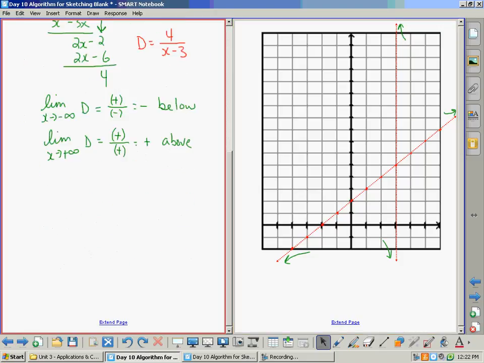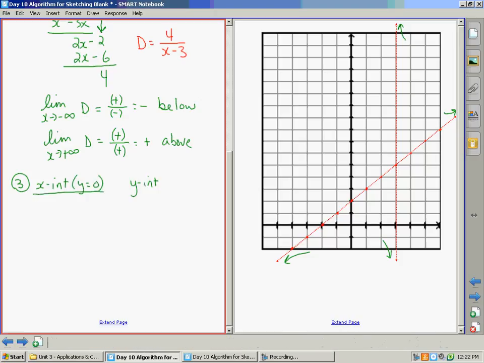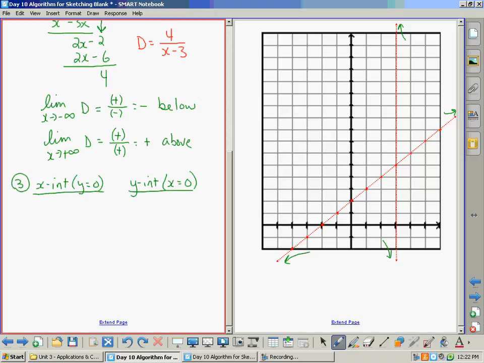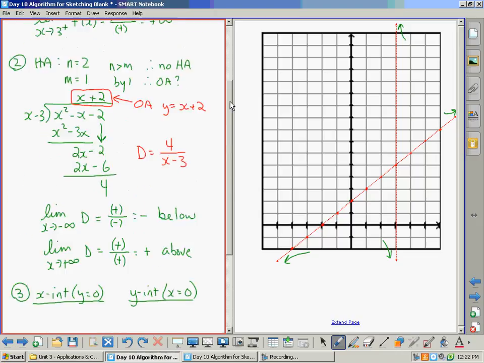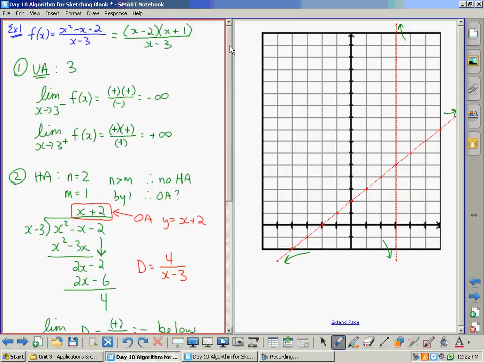Okay, so already you can see that it's the same steps as before, but a little bit more work. All right, step 3 in our algorithm is to find x and y intercepts. So we know the x-intercept is when y equals 0, and the y-intercept is when x equals 0. So we'll have to go back and remind ourselves of our equation. So there it is.